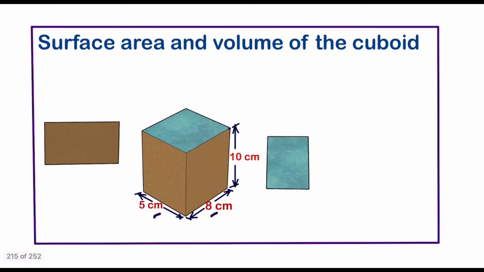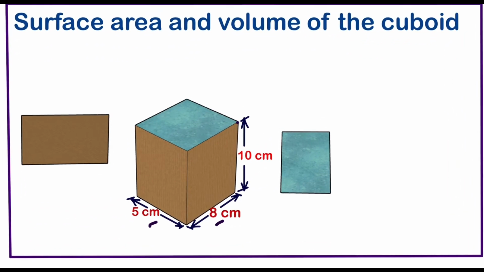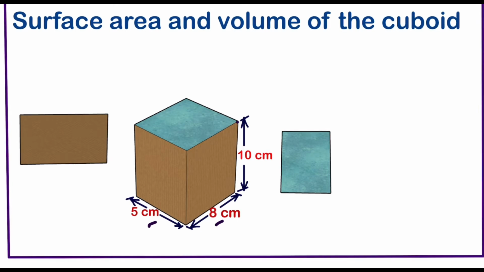To calculate the surface area, we are going to use two methods. Our first method is, you can use this formula: surface area equals 2 times the base area plus the perimeter of the base times the height. So you can use this method. It's a little bit faster.